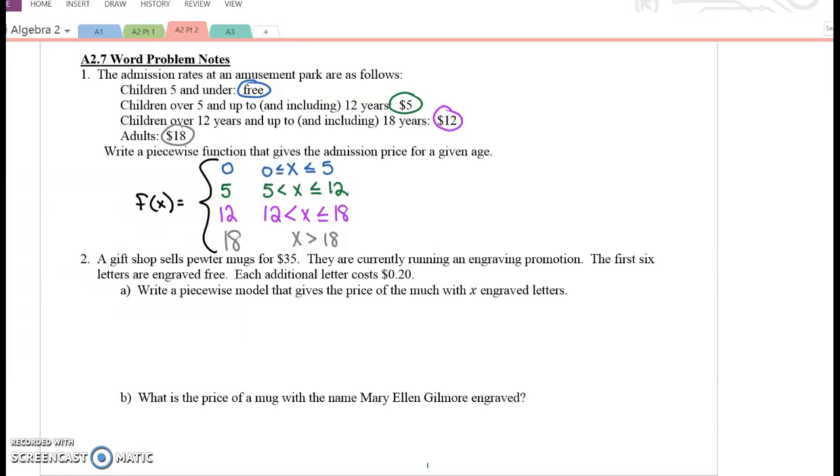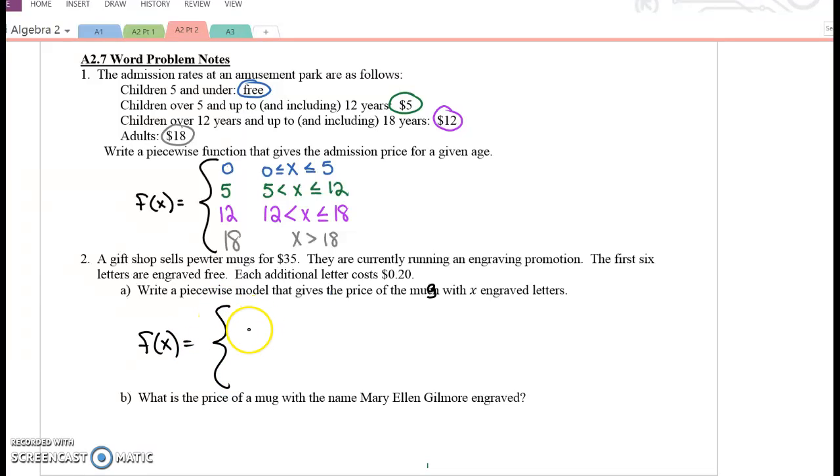A gift shop sells pewter mugs for $35. They are currently running an engraving promotion. The first 6 letters are engraved free. Each additional letter costs 20 cents. Write a piecewise model that gives the price of the mug, that should say mug, not much. You know, mug, much, it's the same thing, right? With x engraved letters. The first part of this piecewise function is going to be super simple.